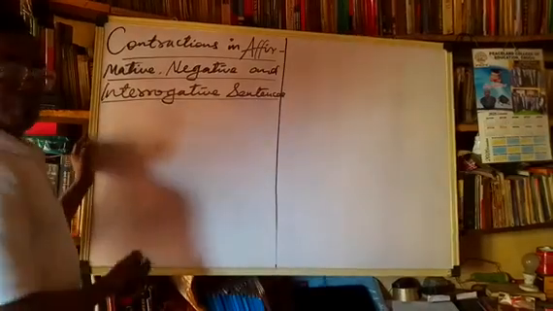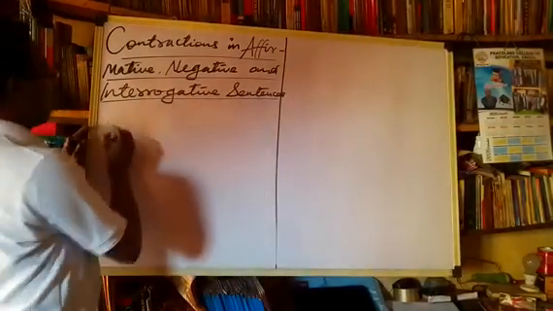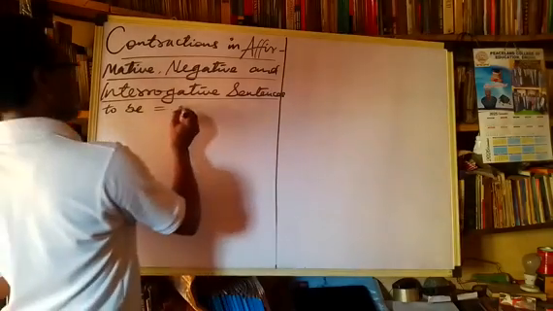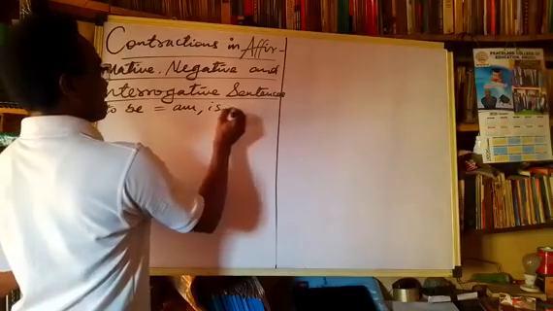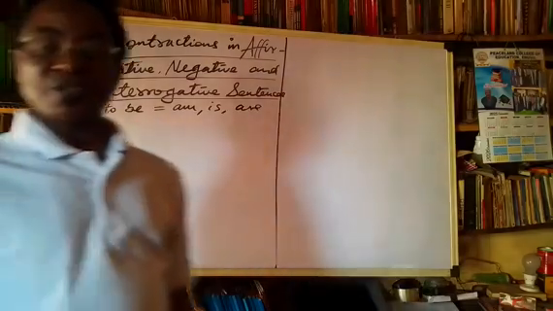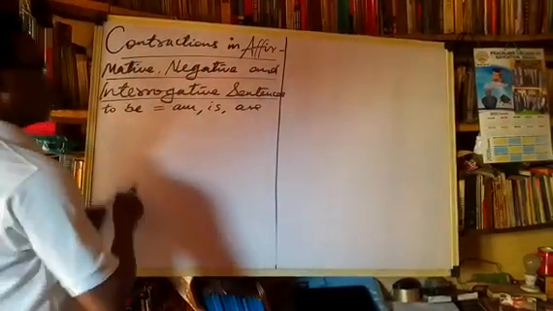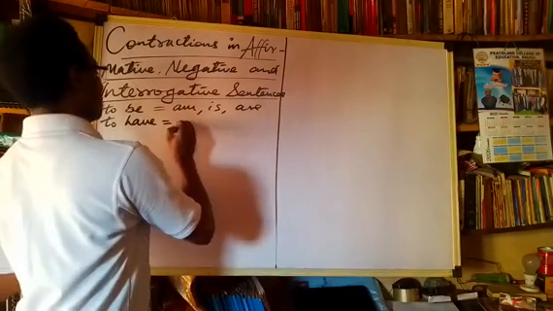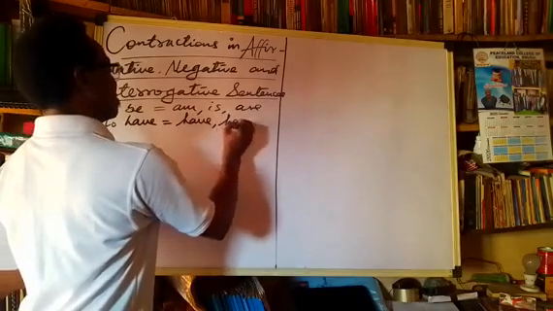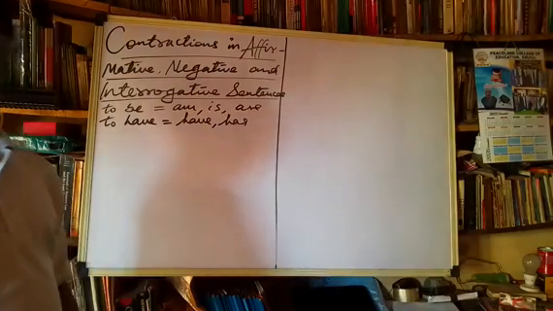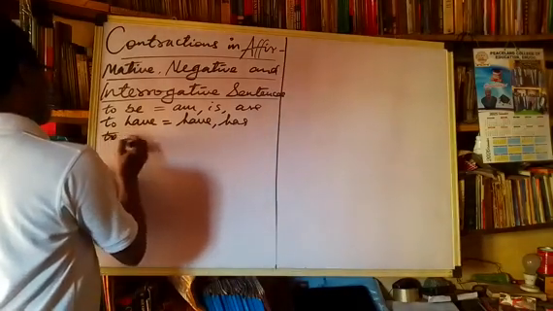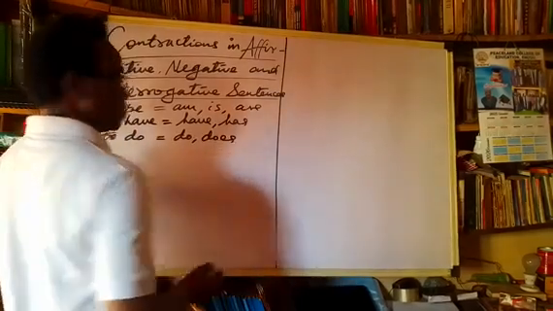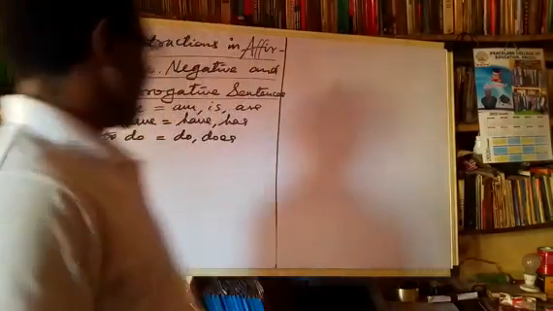Let us take examples of the verb to be in the present form. That is to be: am, is, and are. Those are the present forms. And to have: have and has. Those are the present forms. And to do: do and does are the present forms.